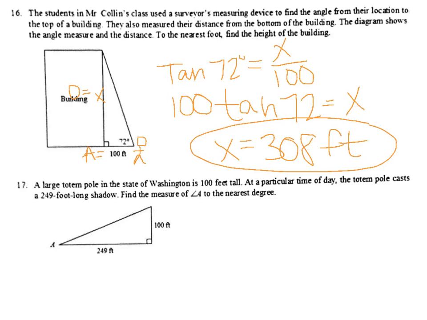Now for 17, it says a large totem pole in the state of Washington is 100 feet tall, and at a particular time of day, the totem pole casts a 249-foot-long shadow. They want us to find the measure of angle A to the nearest degree. So I'm looking for this here.